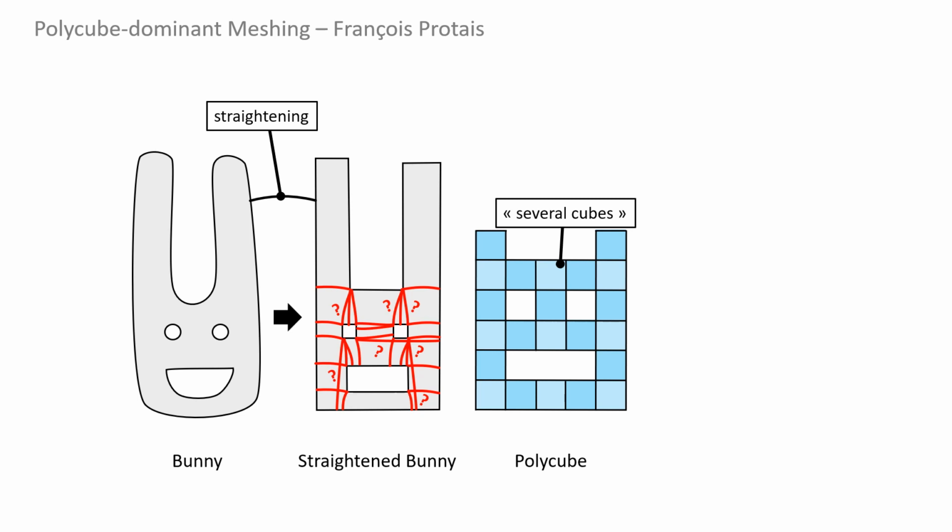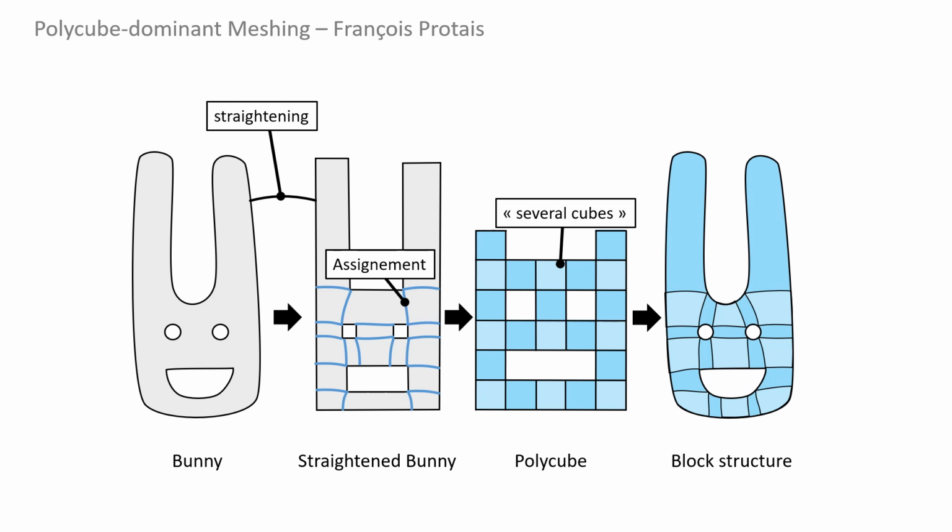The choice will allow us to obtain the polycube. It will represent the combinatorics of the block decomposition. By computing the deformation between the straightened bunny and its polycube, we obtain the block structure, where each of the blocks is represented by a cube of the polycube.